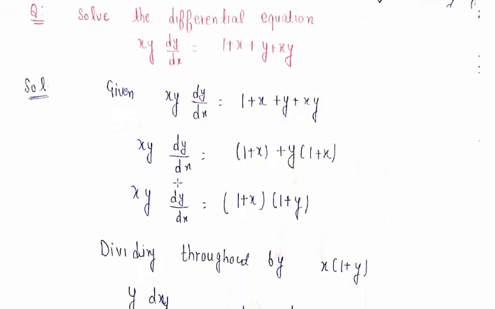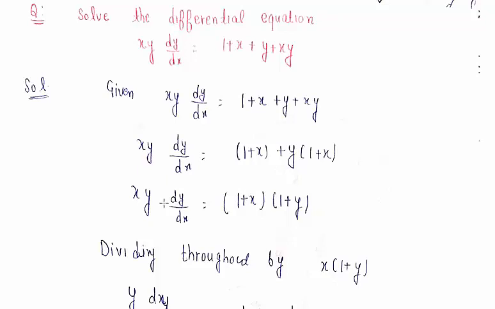Solve the differential equation xy dy over dx equals 1 plus x plus y plus xy. Now the given equation is this. From this we rewrite the terms: from these two terms, if we take y common, this term becomes 1 and this term becomes x. So this is equal to 1 plus x into 1 plus y. So xy dy over dx equals 1 plus x into 1 plus y.